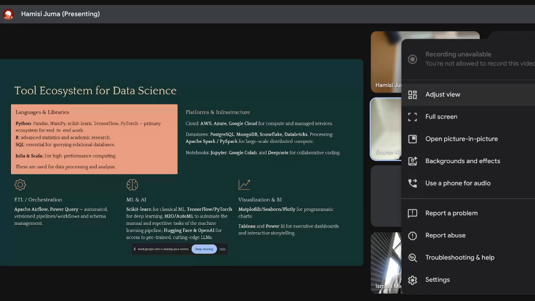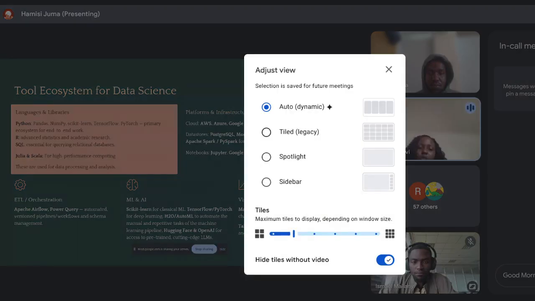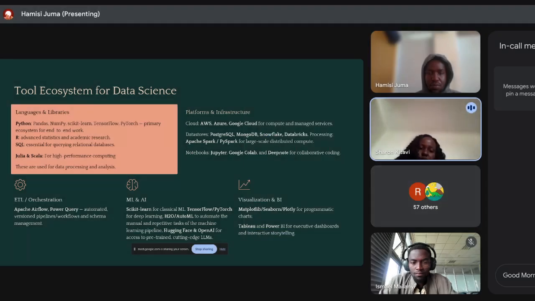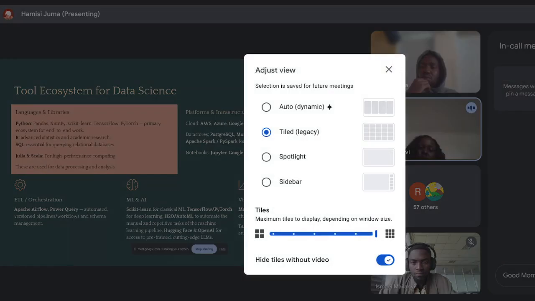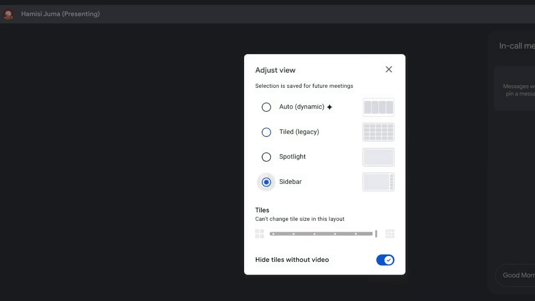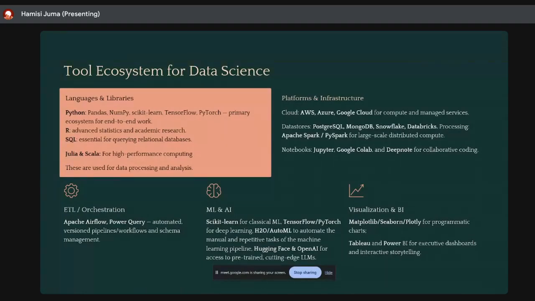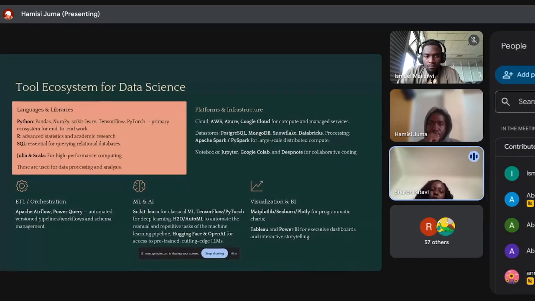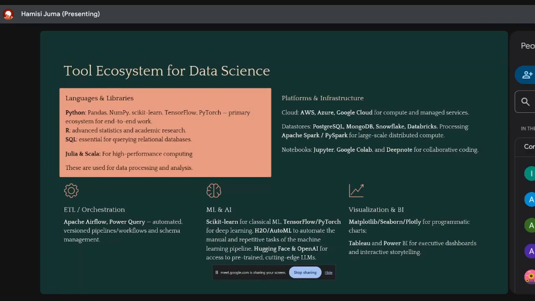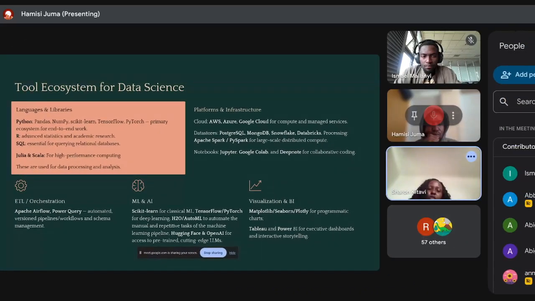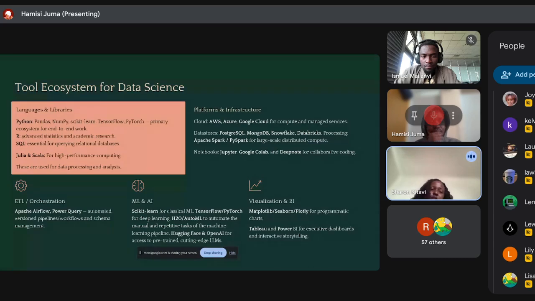And also for the writing of the code, we have notebooks such as Jupyter, Google Colab, and DeepNote, which allow you to code and also have markdown text to explain or to break down your findings or your analysis.